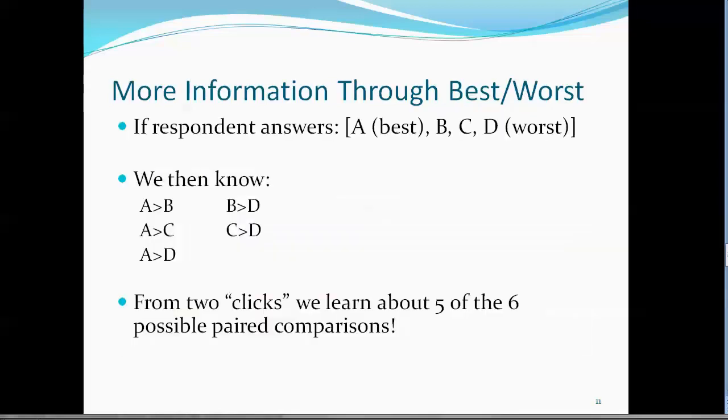It turns out that if the respondent answers in this way, A is best and D is worst, we actually learn about 5 of the 6 possible paired comparisons among those 4 items. We learn that A is greater than B, A is greater than C and D. We learn that B is greater than D and C is greater than D. The only thing we don't learn about is the relationship between B and C.